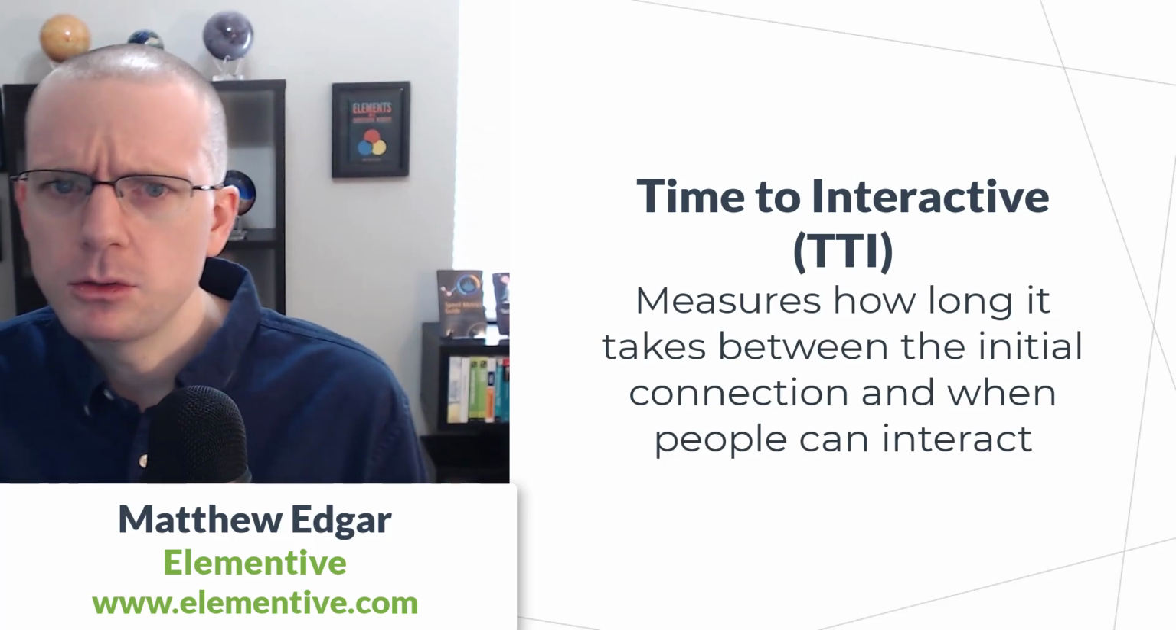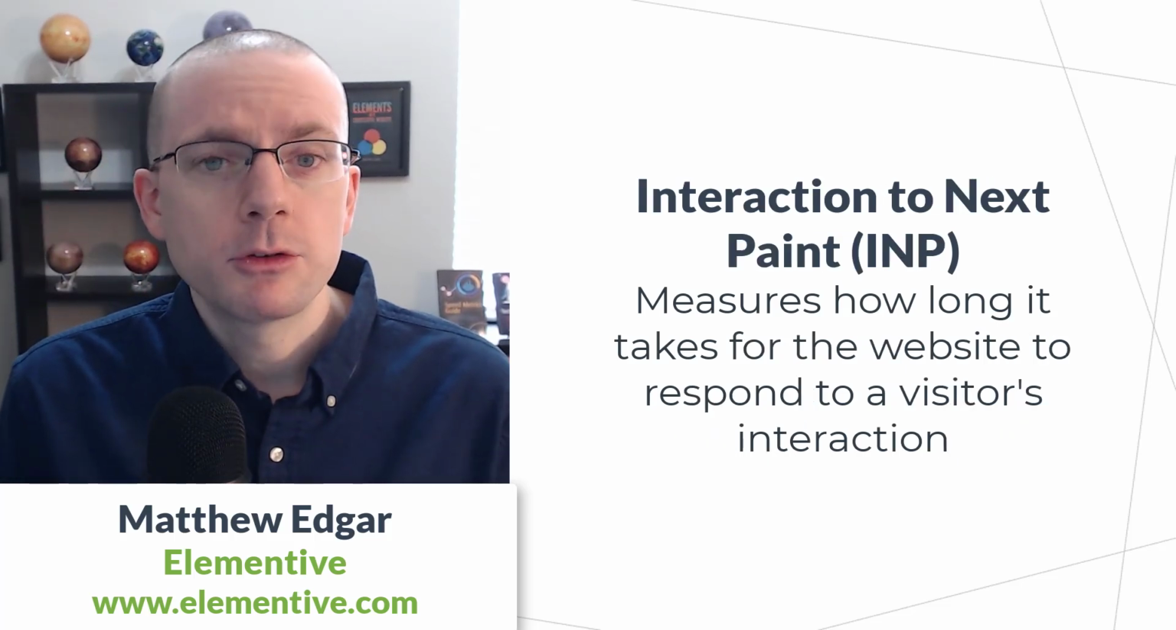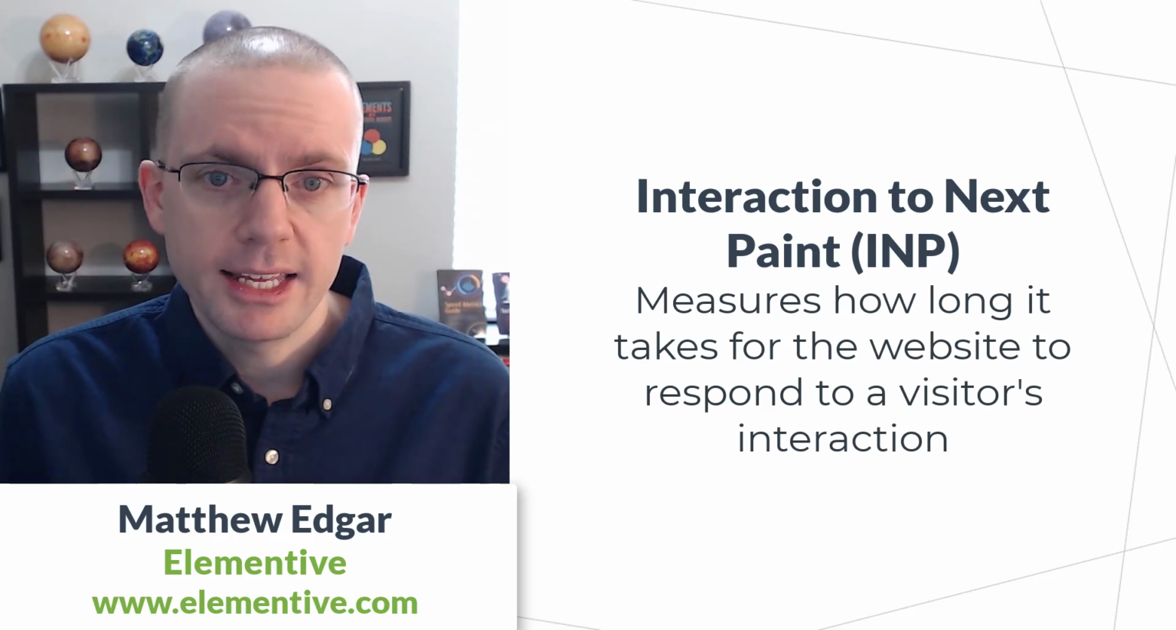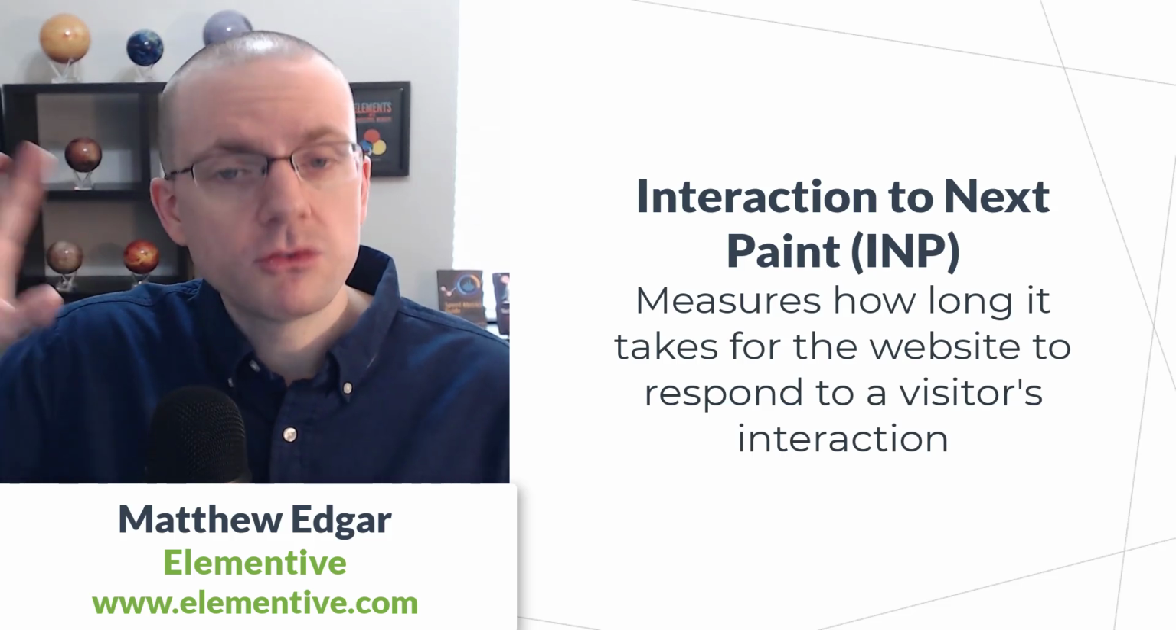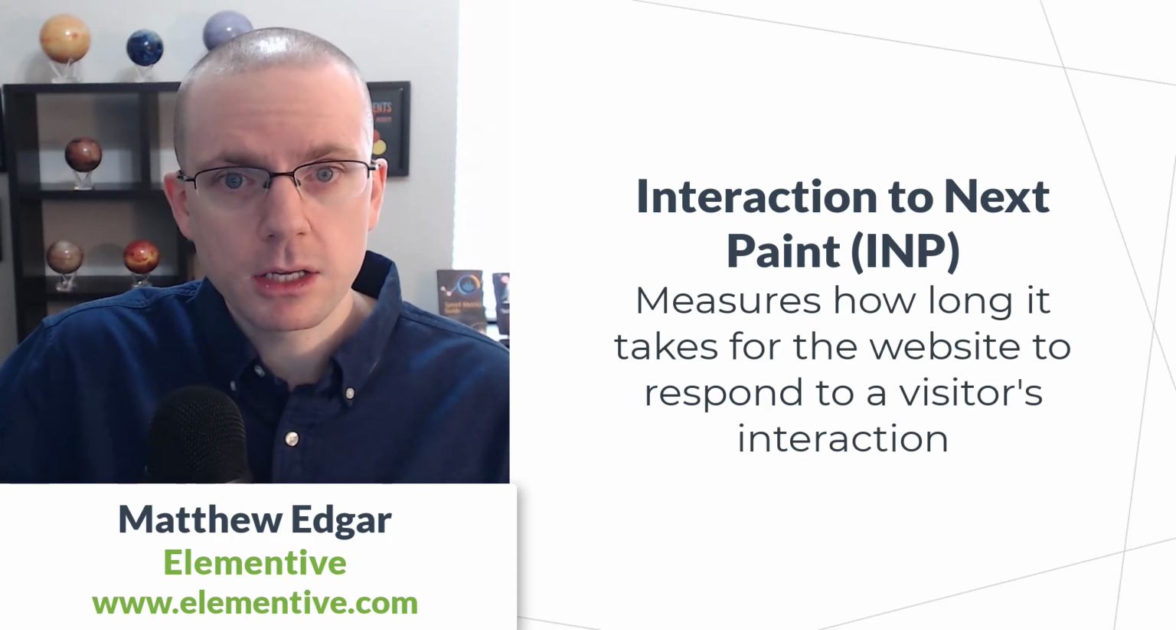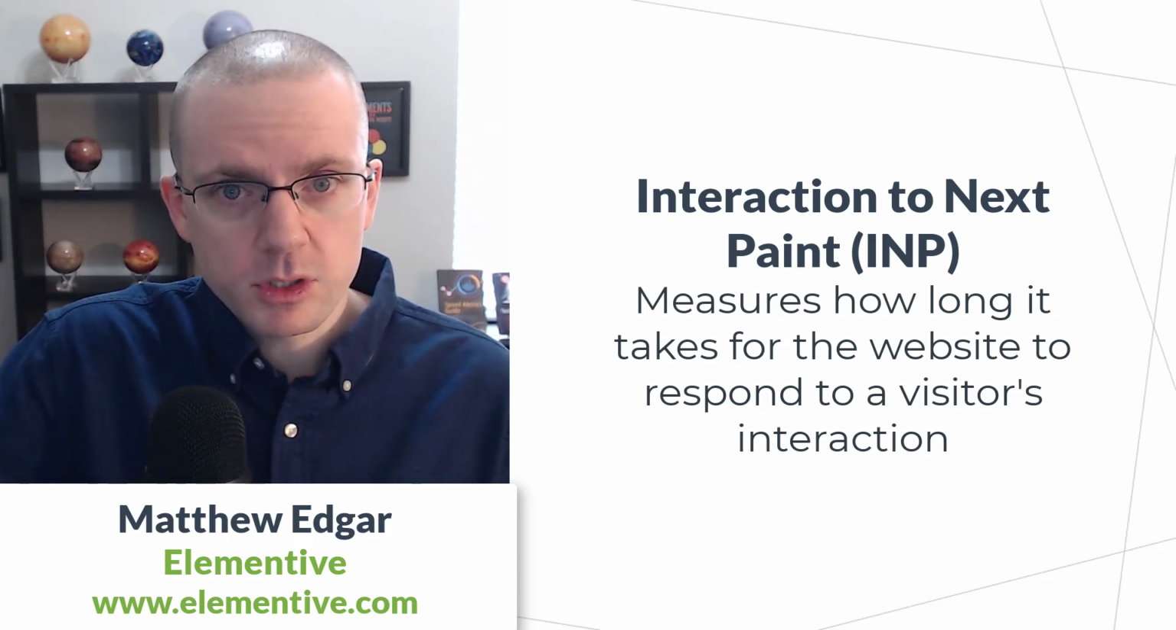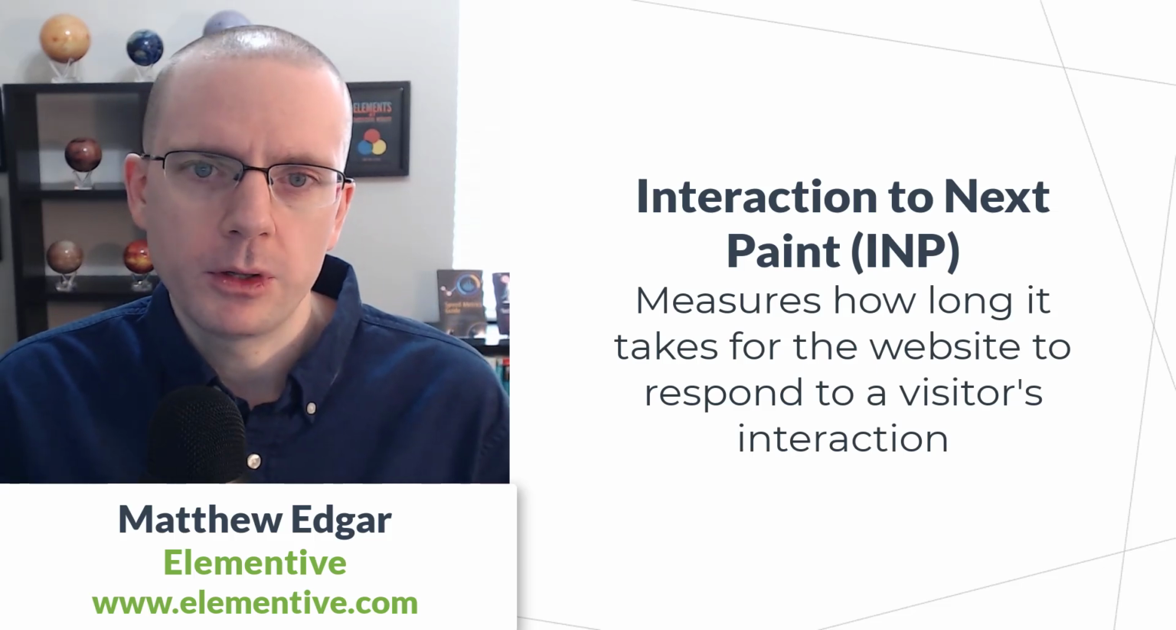Another metric you can use to understand interactions is a metric called Interaction to Next Paint, or INP. This is another one of Google's Core Web Vitals. And it too says something about these final stages of the website loading process where people can now interact with the website. How long does it take for people to interact?